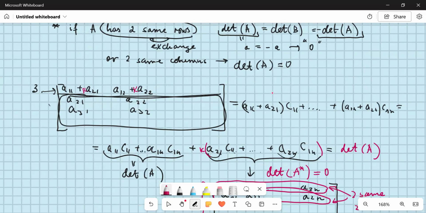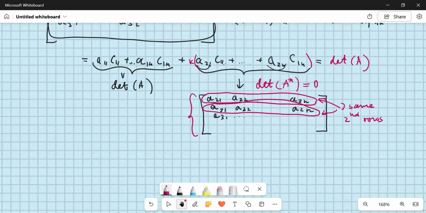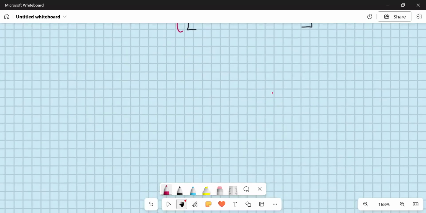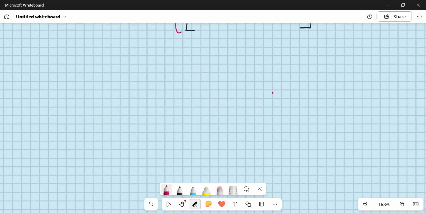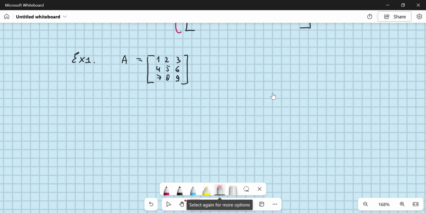Well, I think I'll need to show one example of how it works. And I don't want to be too long, but let's consider example number 1, and the matrix is going to be 1, 2, 3, 4, 5, 6, 7, 8, 9.